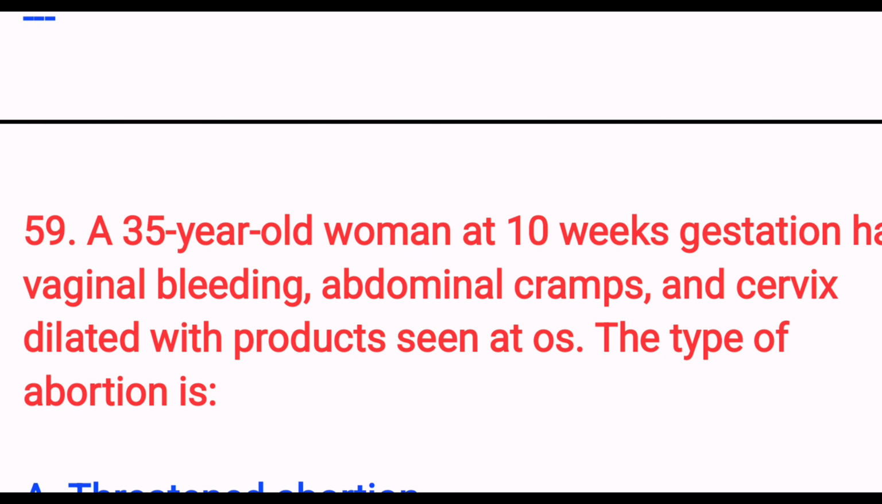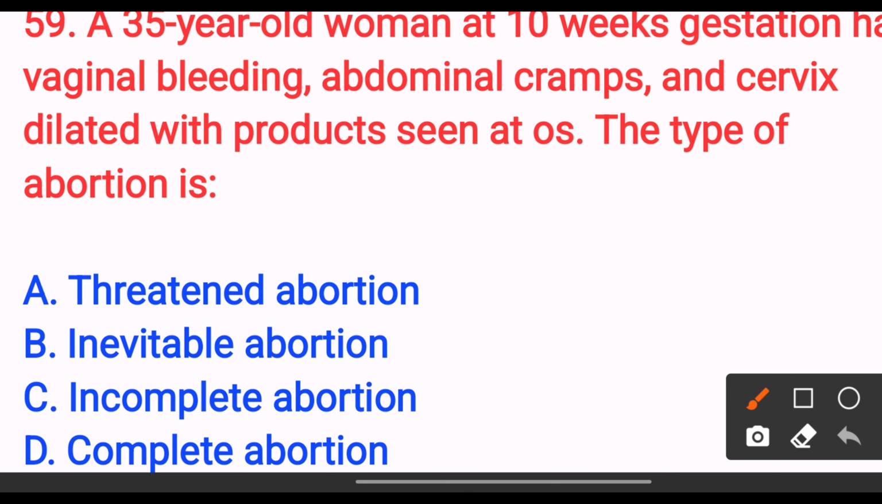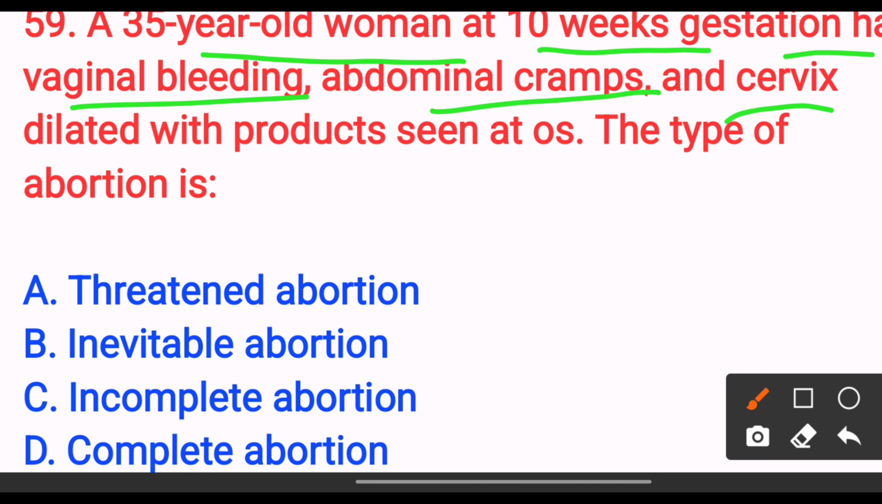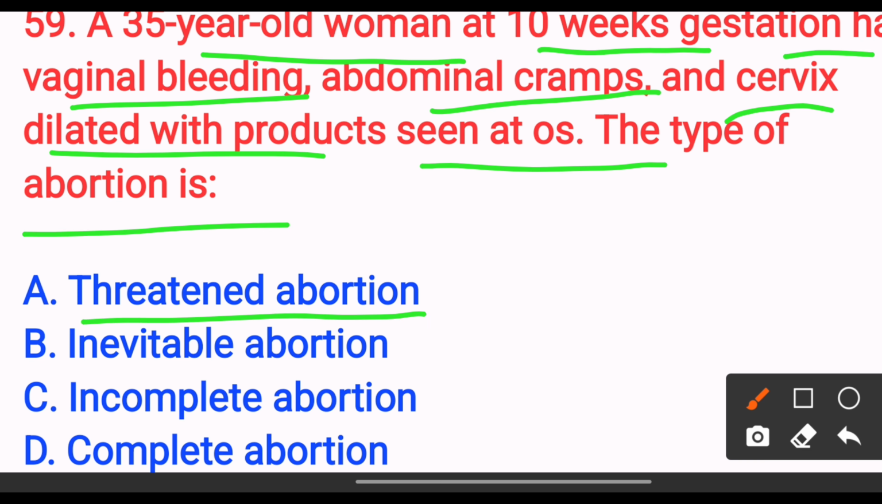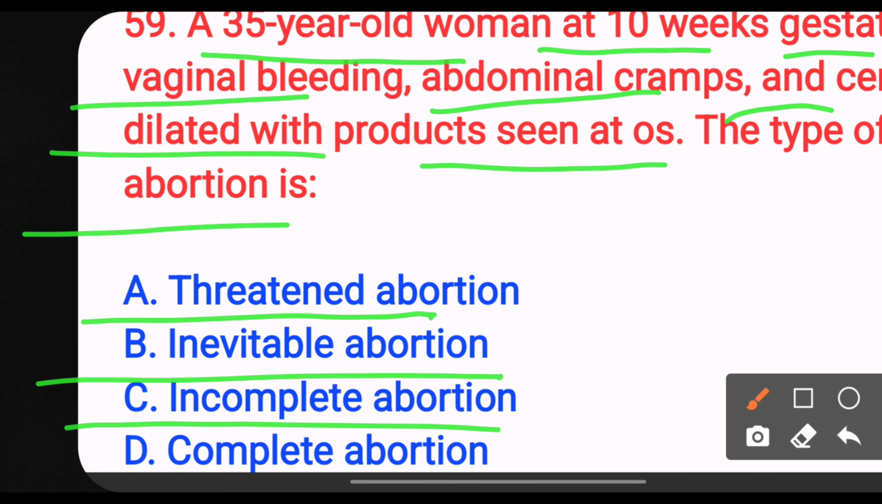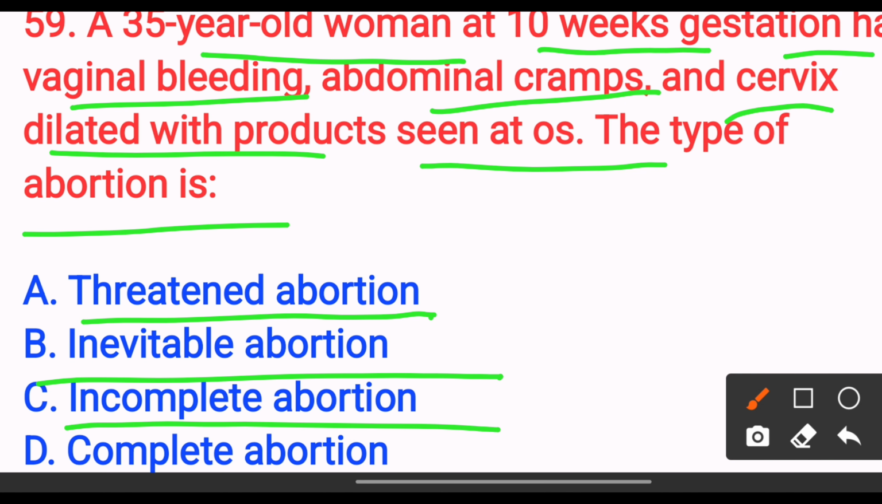Next, a 35-year-old woman at 10 weeks gestation has vaginal bleeding, abdominal cramps and cervix dilated with products seen at the os. The type of abortion is? Option A, inevitable abortion. Option C, incomplete abortion. Option D, complete abortion. The answer is option C, incomplete abortion, because dilated cervix plus partial expulsion of products is known as incomplete abortion.